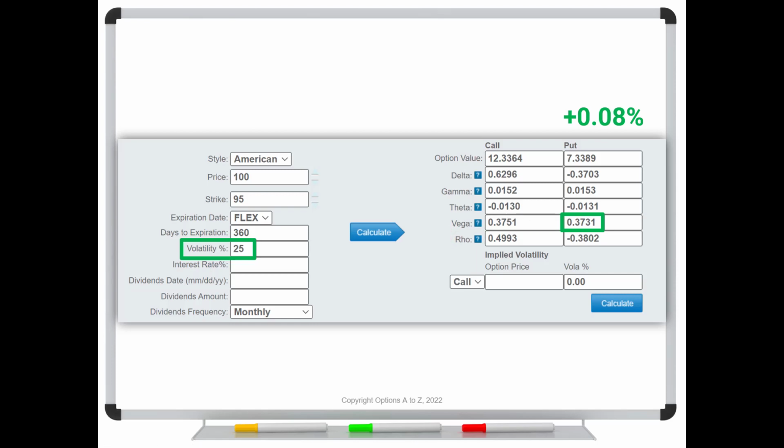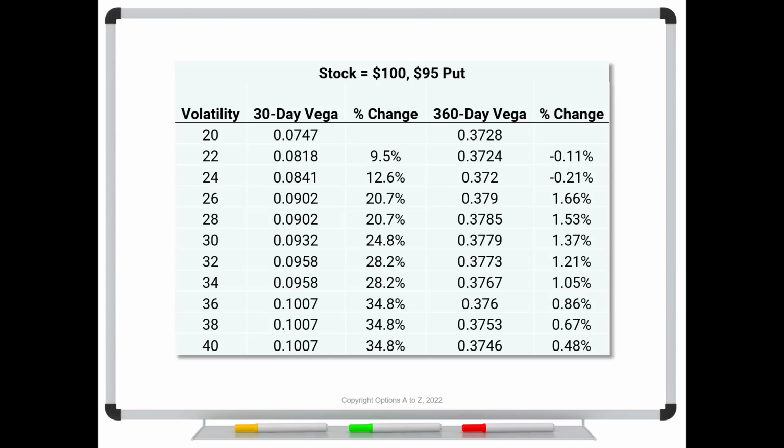So I just did an example moving the volatility from 20 to 25%. Here's a table that shows various volatility changes. So as before, I'm going to use the stock at 100 and the $95 put. Here's 20% volatility for the 30-day option. Here's the 30-day vega. That's what we saw, 0.0747. If I increase it to 22%, it bumps up to 0.0818, or an increase of 9.5%.